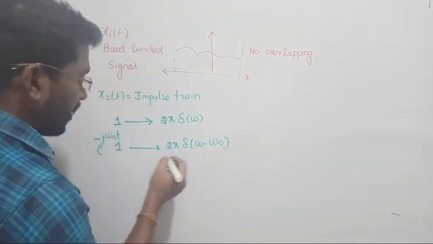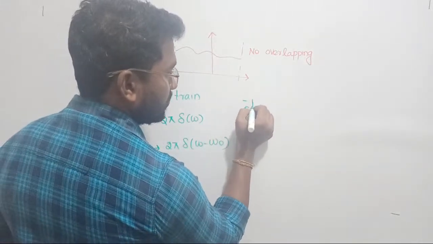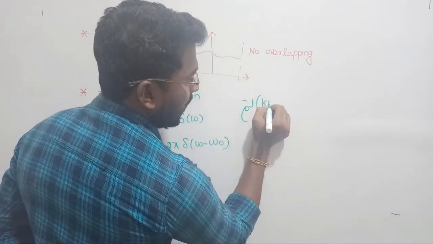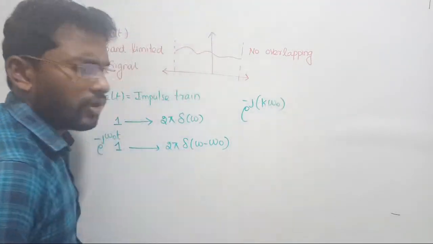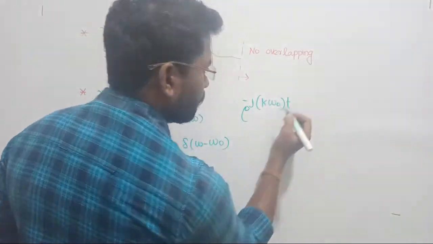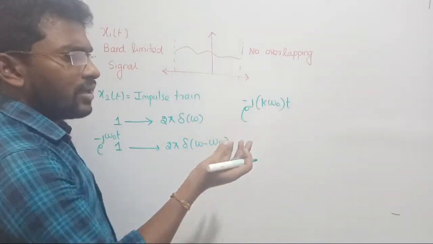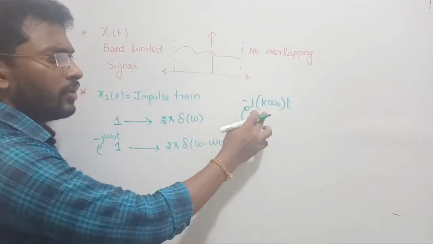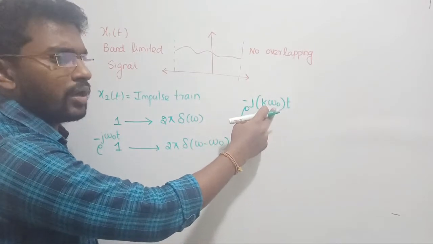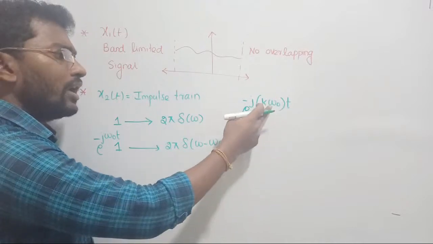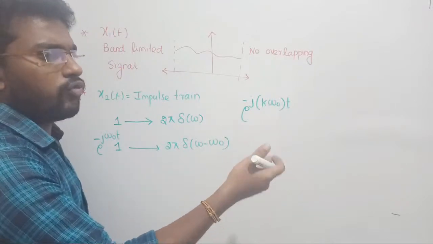In the third step, I am taking the same signal e power minus j times of, instead of considering one frequency, k times of frequency or n times of frequency, whichever you want. K is an integer. You can consider sampling at 0, or if I put k equal to 1, we are talking about omega naught. If k equal to 2, I am talking about second order harmonic; k equal to 3, third order harmonic, fourth order harmonic.